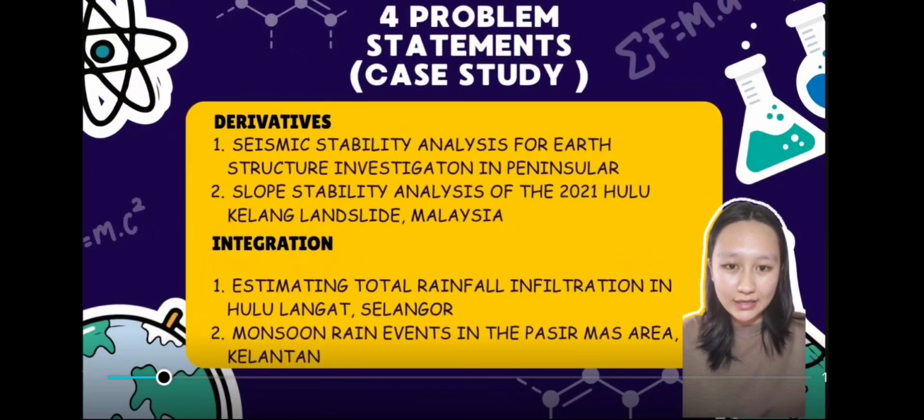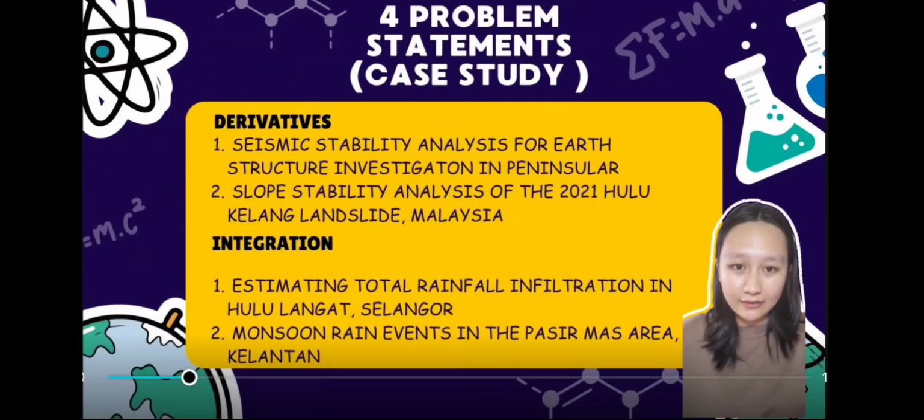This is the case study that we choose. For derivative, it is a seismic stability analysis for Earth structure in Peninsula and slope stability analysis of the 2021 Hulu Klang landslide. Next, for integration, we chose estimating total rainfall infiltration in Hulu Langat Selangor and monsoon rain events in the Pasir Mas area, Kelantan.